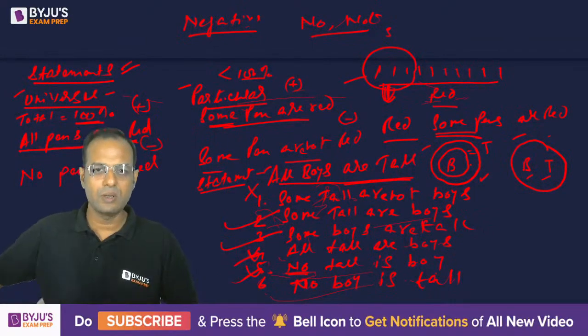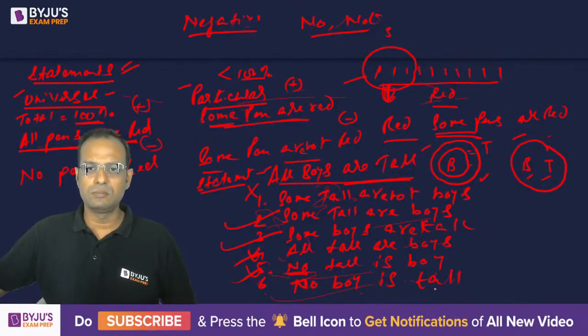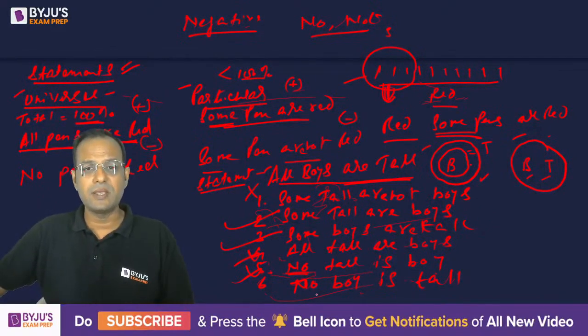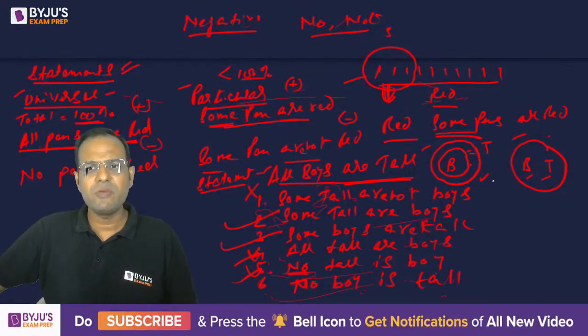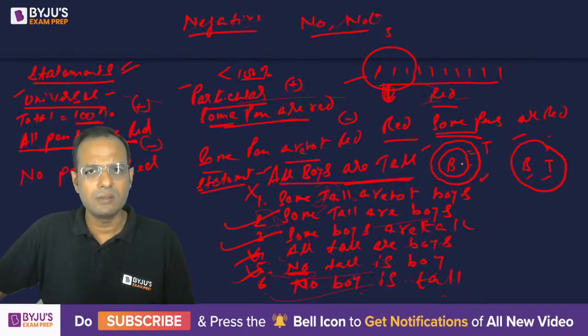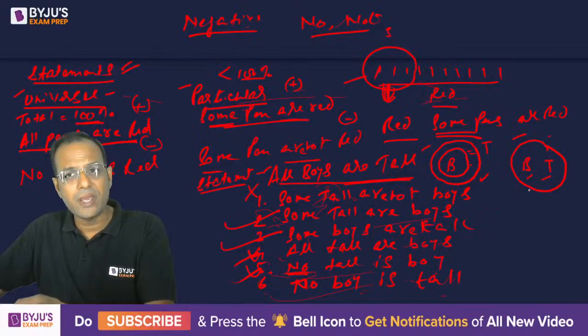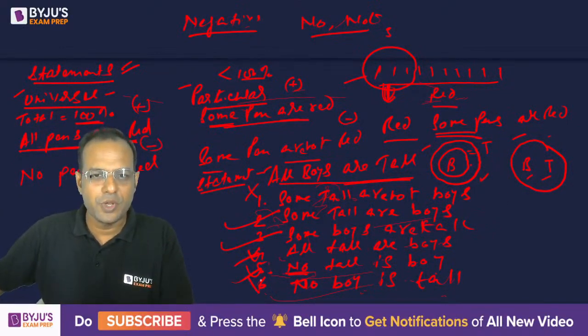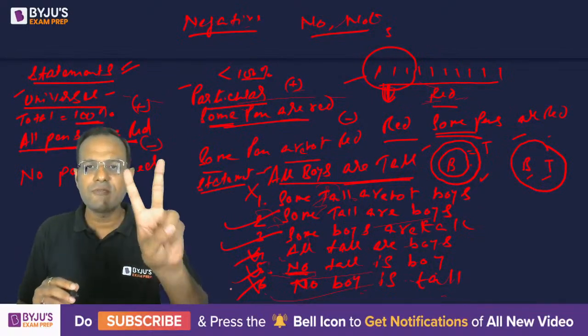Look at the sixth one. No boy is tall. In the first case, it was no tall is boy. In the second case, it is no boy is tall. Can we prove from this diagram no boy is tall? लगता तो नहीं है. नहीं लगता. Follow नहीं कर रहा है. So 6 भी follow नहीं करेगा. सिर्फ 2 follow कर रहा है.